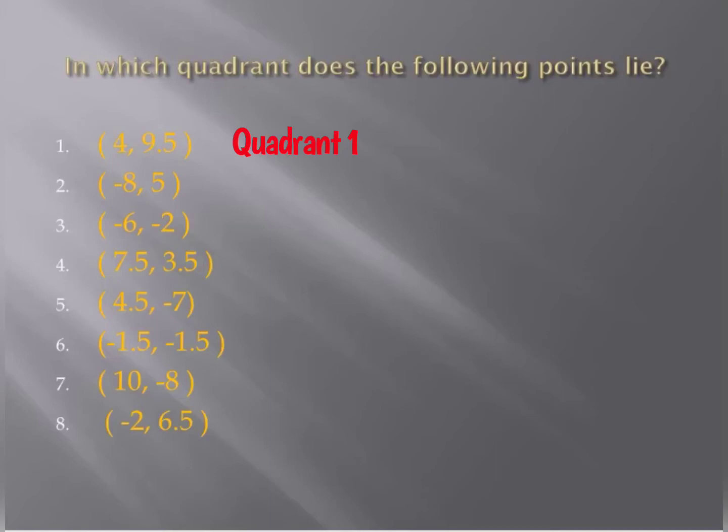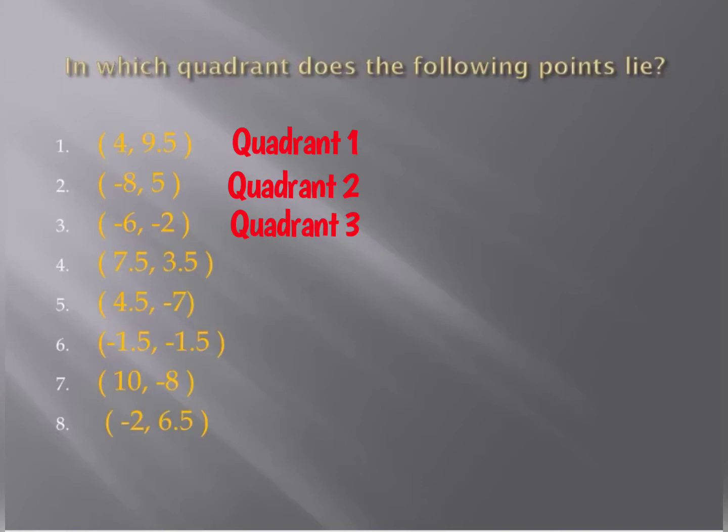Second one is (-8, 5). Here x is -8 and y is 5. So x is negative and y is positive. So this pair will be lying in second quadrant. Third is (-6, -2). Here x is -6, y is -2 and both are negative. So this ordered pair will lie in third quadrant.